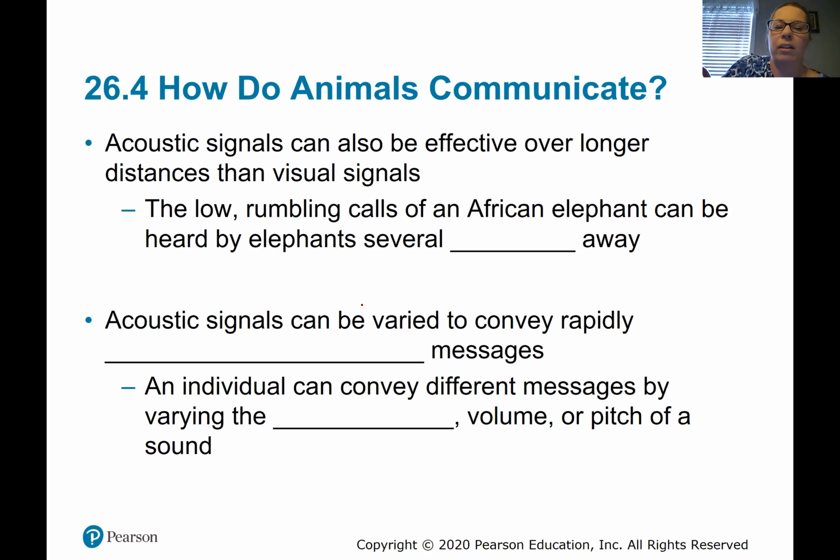So African elephants can be heard by other elephants several miles away. Acoustic messages or sound signals can be conveyed very rapidly, and they can vary their messages. Like I mentioned with the prairie dogs, you change the pattern, the volume, or the pitch, and that means there's a different type of predator coming, or a different type of signal.